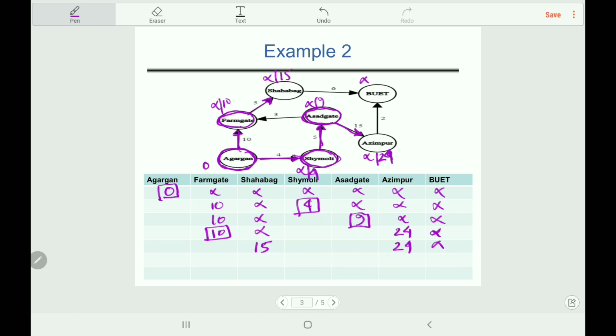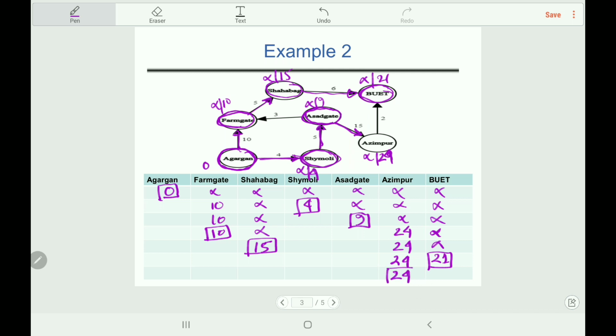Now among 3 values, the minimum one is 15. That means we are here in Shahabag. From Shahabag we can move directly to Buet, and the total distance will be 15 plus 6, total 21. So here we should update the infinity value with 21, and we cannot move anywhere else, so we cannot update any other values. Now from these two values, the minimum one is 21, that is Buet. From Buet we cannot go anywhere directly, so we should not update any other values.